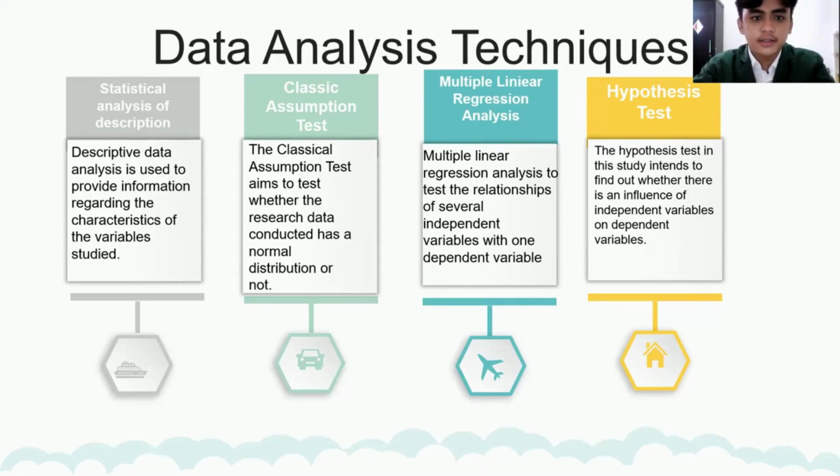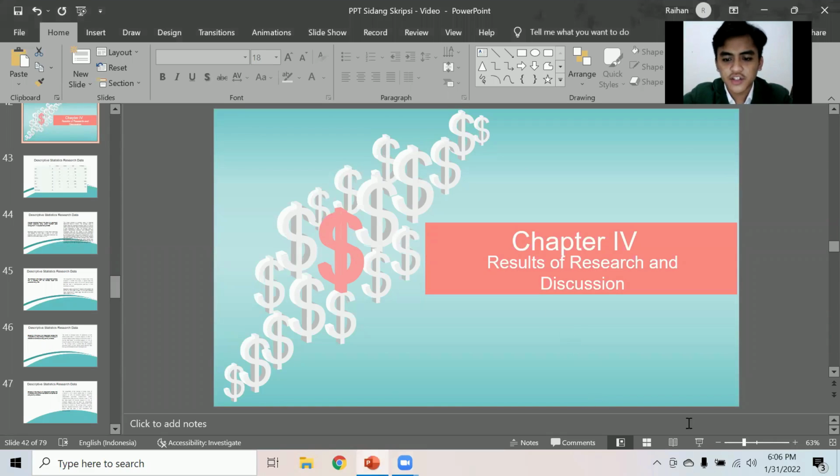Data analysis techniques. I'm using 4. 1, statistical analysis of description. This descriptive data analysis is used to provide information regarding the characteristics of the study variables. 2, classic assumption test. The classical assumption test aims to test whether the research data has a normal distribution or not. 3, multiple linear regression analysis. Multiple linear regression analysis tests the relationship of several independent variables with one dependent variable. And last, hypothesis test. The hypothesis test in this study intends to find out whether there is an influence of independent variables on the dependent variable.